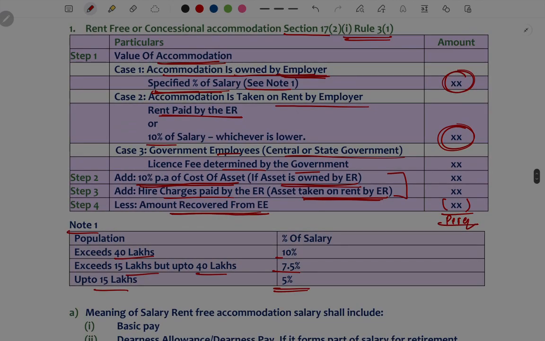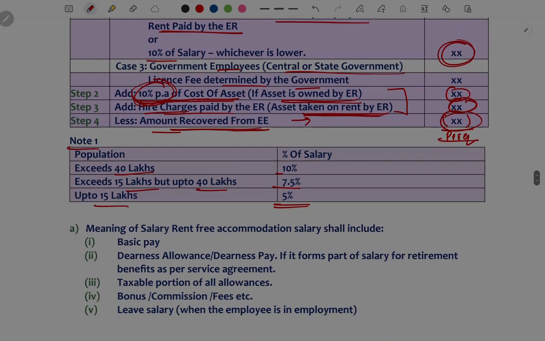If the employee is paying higher charges, then you should add those higher charges here. But if your employer doesn't own that asset, the 10% of the cost of the asset you should add here. After adding, minus the amount recovered, or any concessional charge which is recovered from the employee, you should subtract, and then you will get the value of the perquisite.